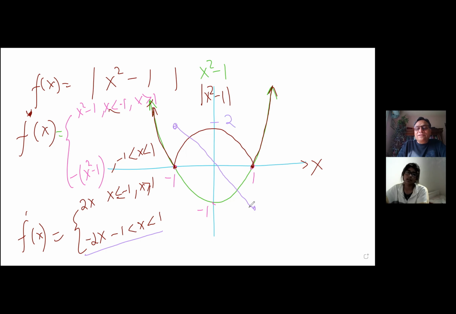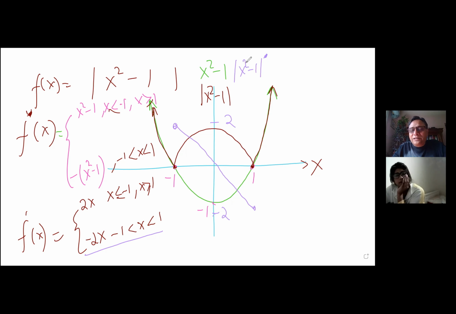Is it okay? I should have made it steeper, right? This will be at 2. Sorry, this is the graph of the derivative. Let me just write derivative of minus 2x. Minus 1 derivative, right? So this is the derivative.